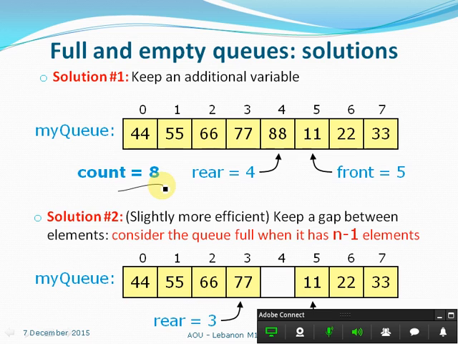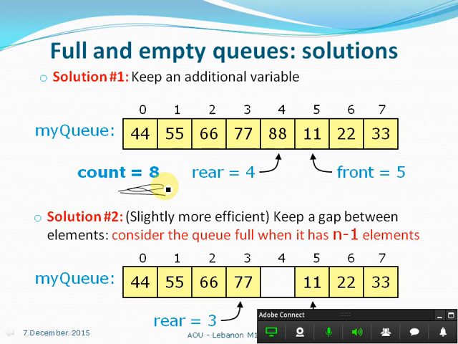I'm sorry, we can keep an additional variable called count to keep track of whether it is full or not. If the number of elements of the queue reaches 8, then we say that the queue is full. And if the number of elements is 0, or front minus rear is 1, we can say that the queue is empty.